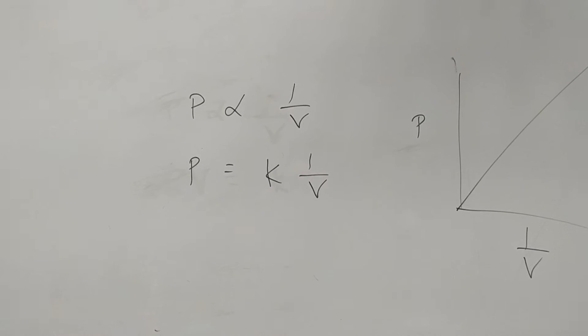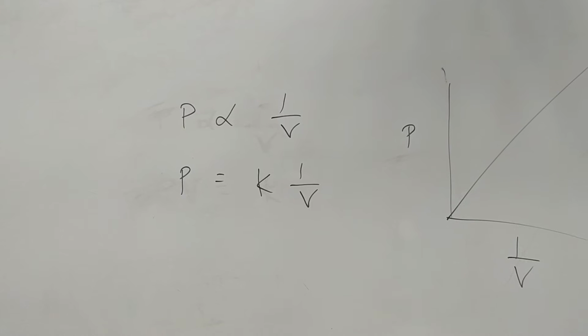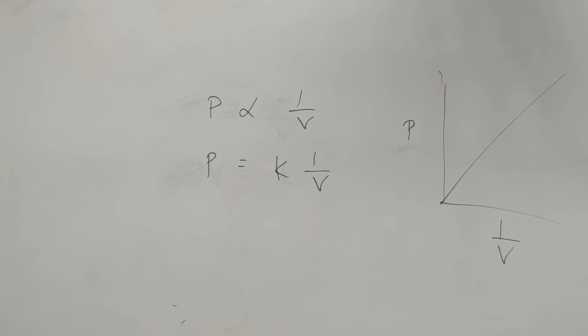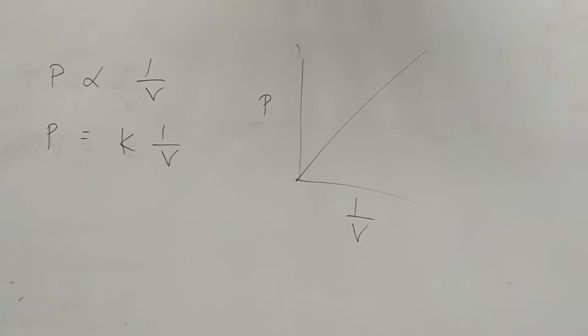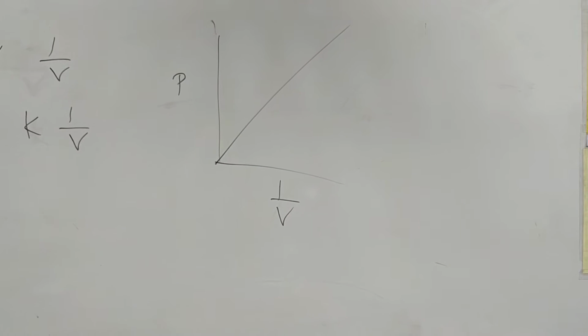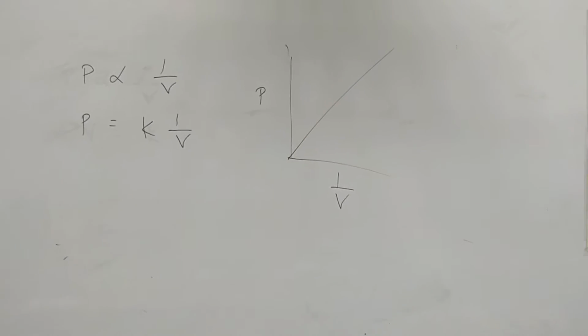That's Boyle's Law. We can write it mathematically: pressure is proportional to 1 over V, and therefore it's a constant times 1 over V. The constant must be a constant, so it should be a straight line. On the y-axis we put P, on the x-axis 1 over V, and our slope would be our constant. We know it's constant because it's a straight line through the origin. There's no C value in y equals mx plus C.